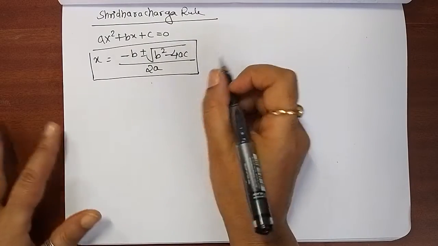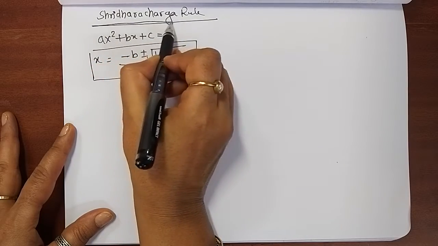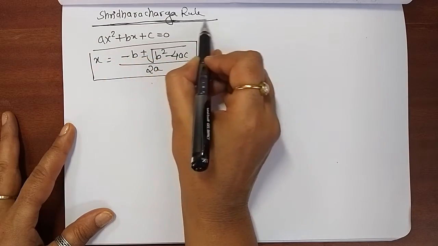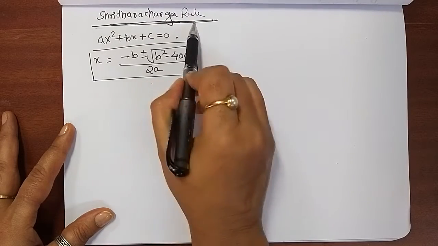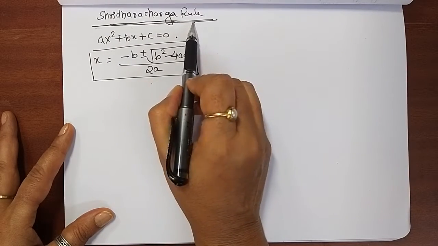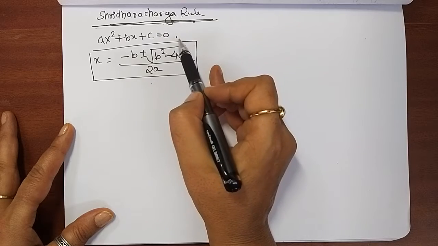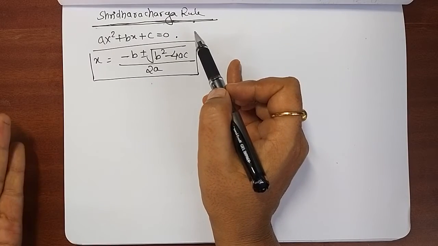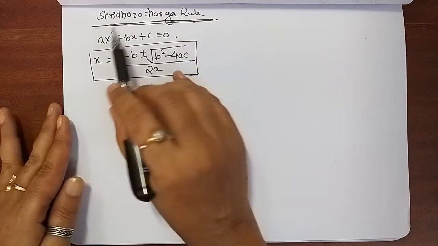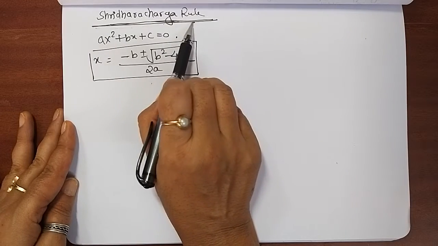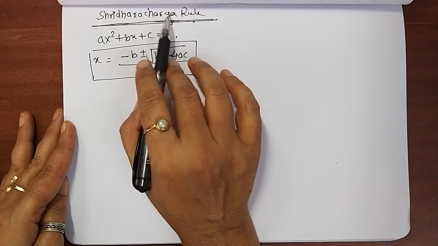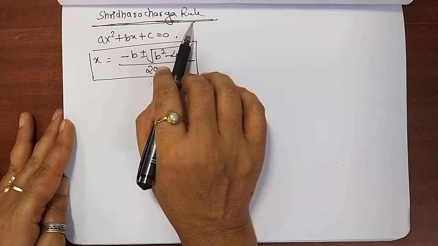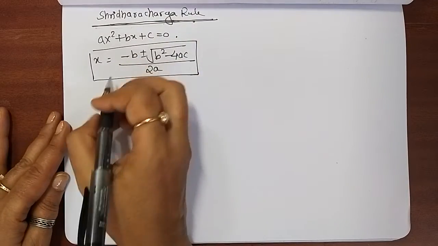Hello everyone. Today I am going to explain one more method to solve quadratic equations, and that method is called Sridharacharya rule. You will see that the same question can be solved by factorization method, which is much more difficult, but Sridharacharya rule is much simpler to use, and it is mostly used for questions where factorization becomes difficult or impossible. There we use this method.